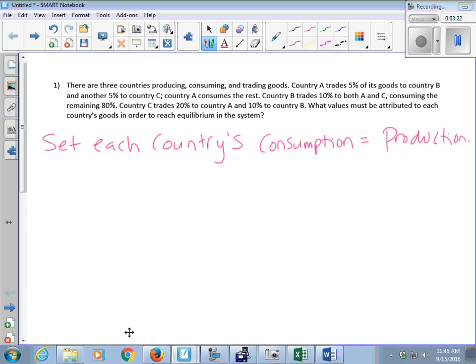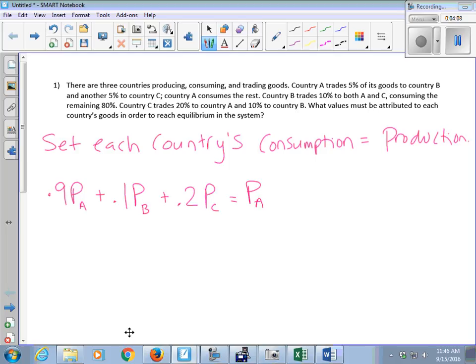90%. Okay, so 90% of the production for country A, so 90% it consumes itself. 10% goes to country B, and 20% of the production goes to country C. So that is consumption. That's consumption of everything that A produces, right? So this is the production of country A. Production of country A equals consumption of all of that stuff.